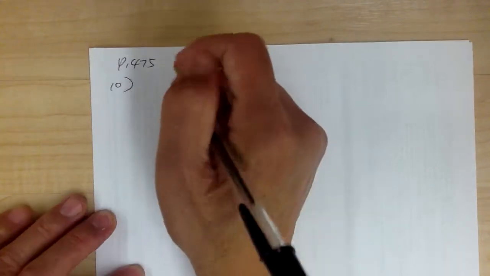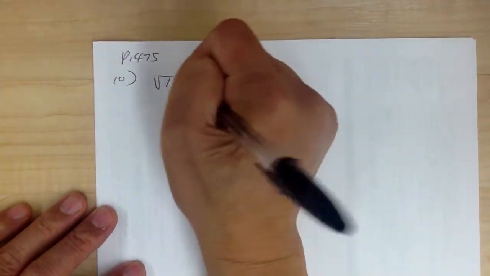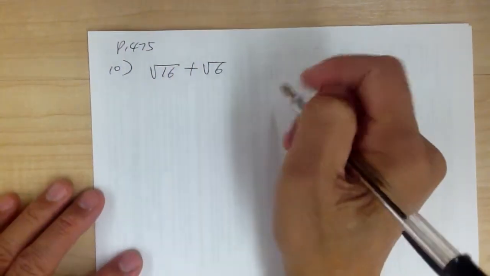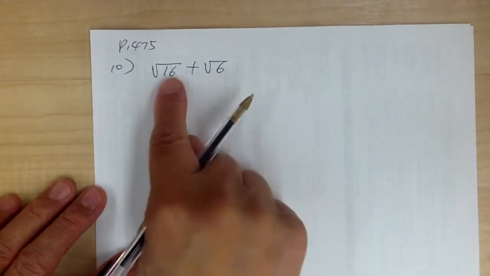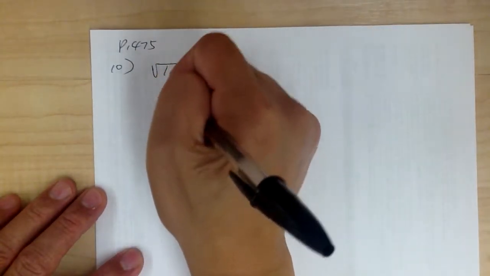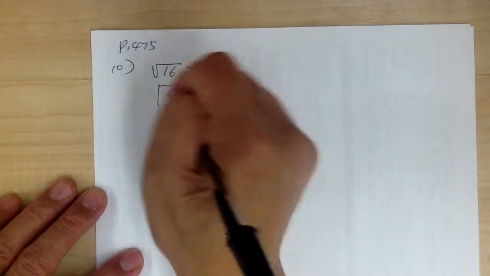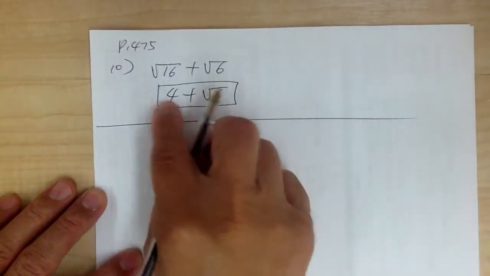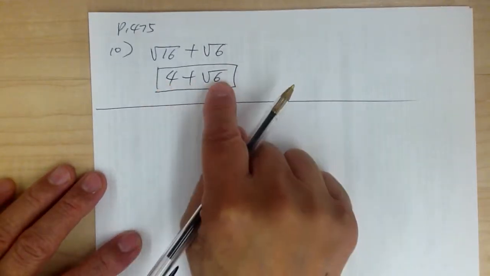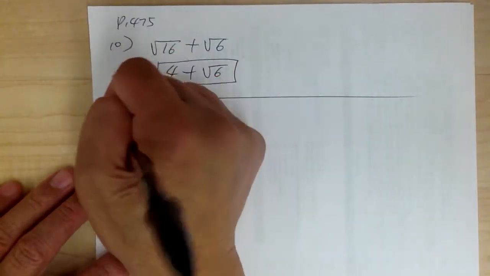Okay, let's go to number 10. You have square root of 16 plus square root of 6. You need to simplify each of these. So this one becomes 4, and that's all you can do. You cannot do any more after that. You cannot add these together because this is an integer and this is a radicand. They are different kinds of things.